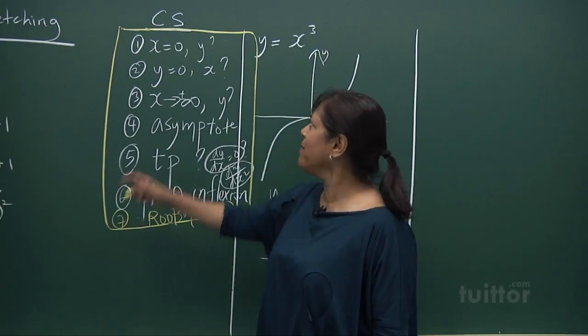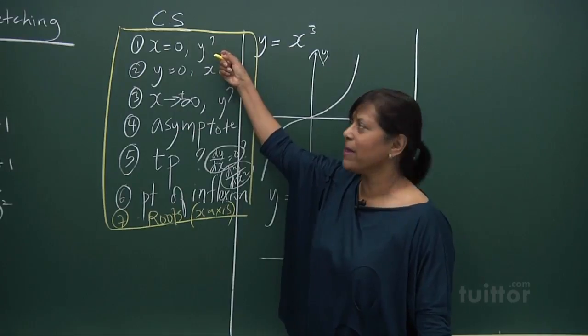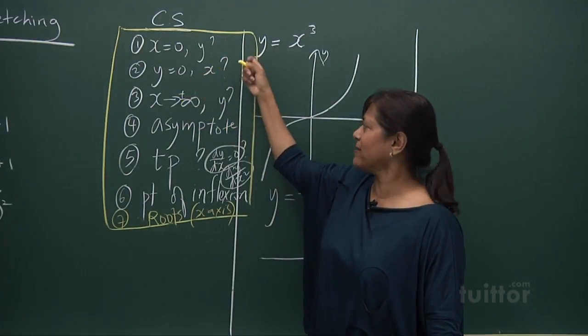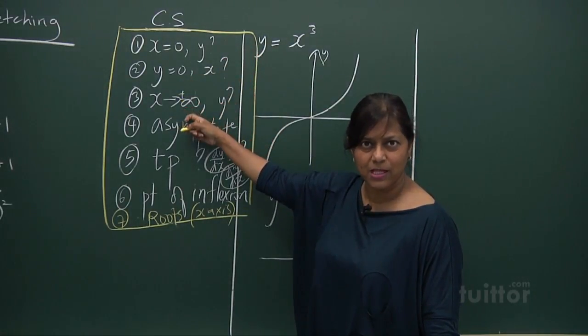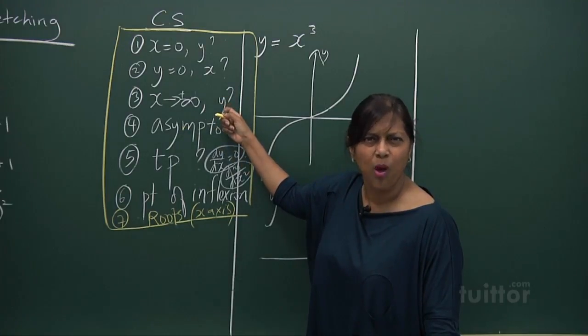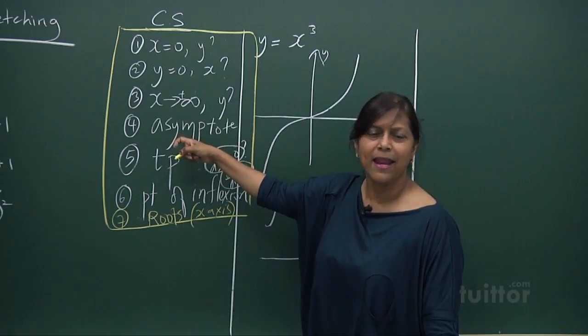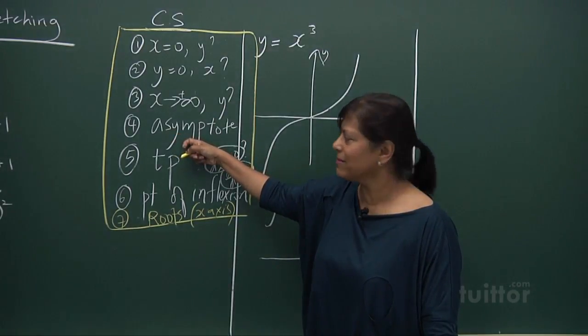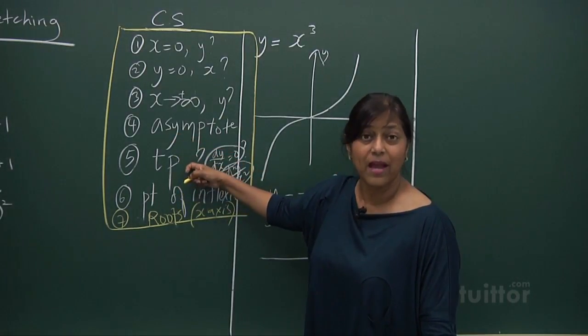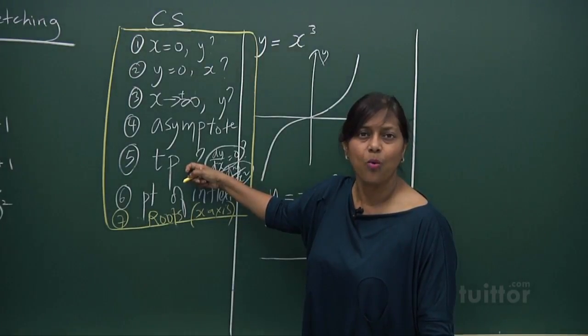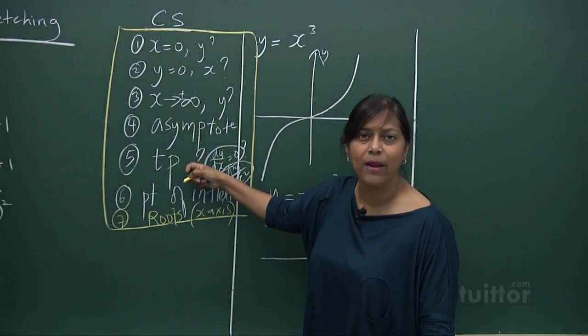Alright, a very quick one. X is 0, what is y? Y is 0, what is x? When x approaches infinity, what happens to y? Either positive or negative infinity. And are there any asymptotes? And also, if there is a turning point, how can we determine the turning point?